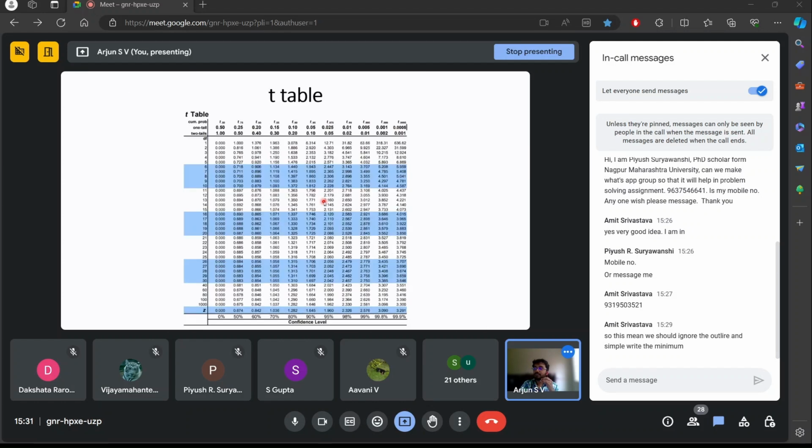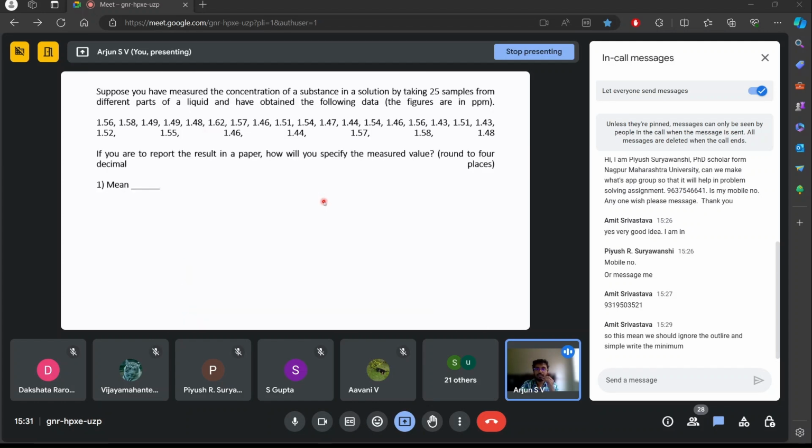Yes. So with that, I'll jump straight away to the problem solving assessments. First I'll discuss the week 6 questions, and later we'll go on to week 7's questions. So first question: suppose you have measured the concentration of a substance in a solution by taking 25 samples. So they have the concentration in ppm of 25 different data points, and they are asking if you are to report the result in a paper, how will you specify the measured value rounded to 4 places.